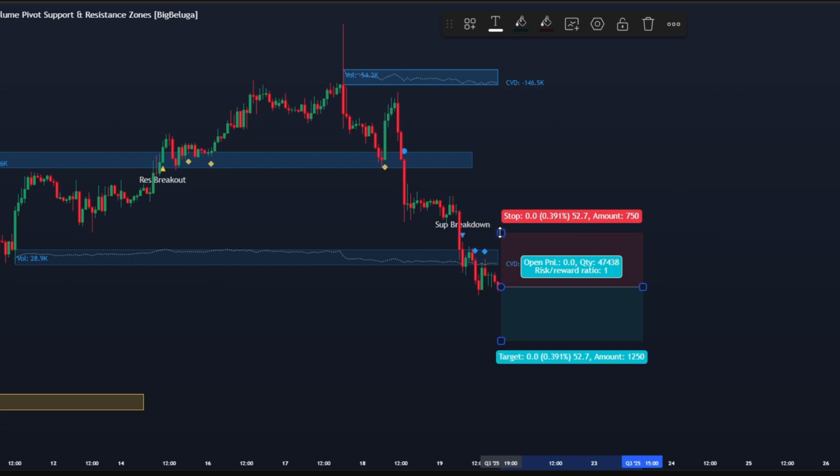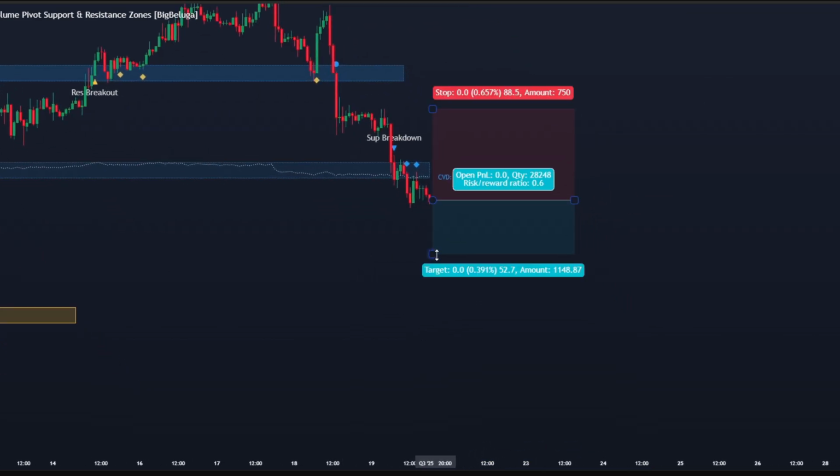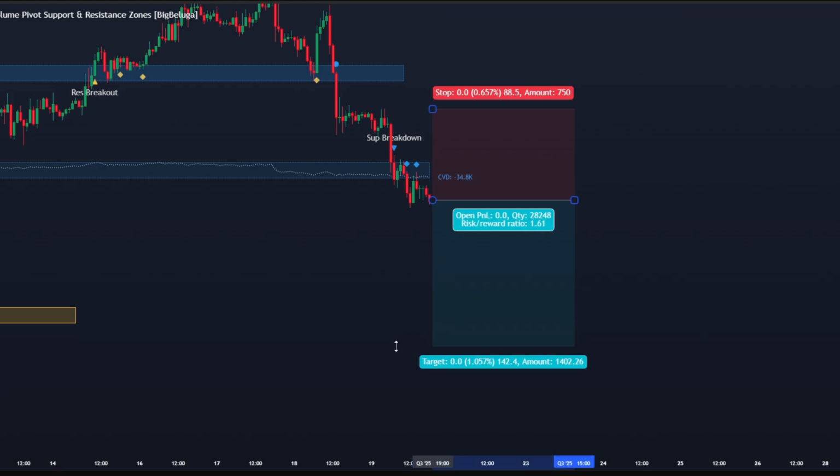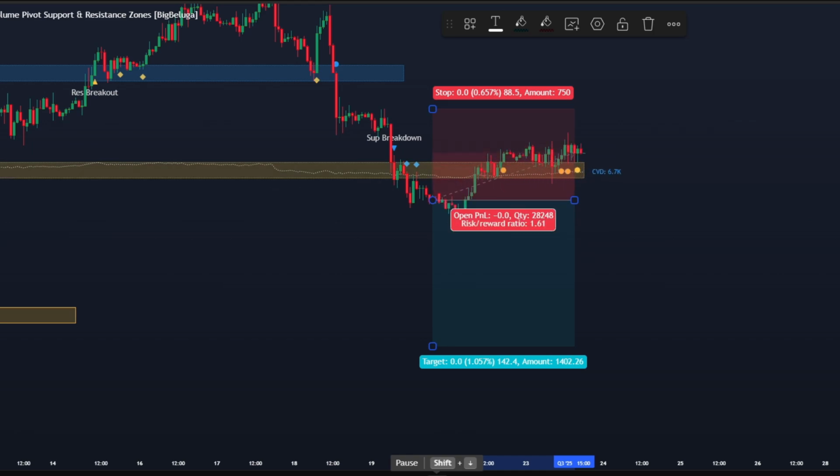A possible entry could be placed after the blue diamond appears. The stop loss could be positioned above the broken zone, while the profit target could be placed near the next major support area. For the highest quality setups, avoid taking every signal produced by the indicator.